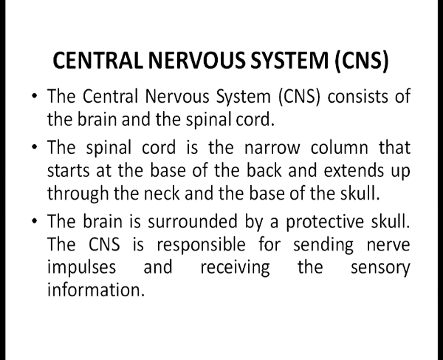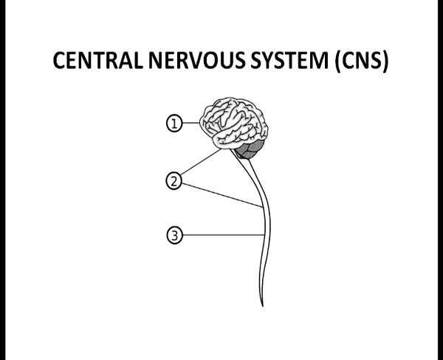The CNS is responsible for sending nerve impulses and receiving sensory information. How does it send nerve impulses, what do those nerve impulses do, how does it receive the sensory information, and what is the use of that sensory information? This is all about today's program, and we will learn about it in greater detail in the further slides. So, this is how the central nervous system looks. The spinal cord extends from the back and reaches up to the back of your skull. This is the brain, which is surrounded by the skull.